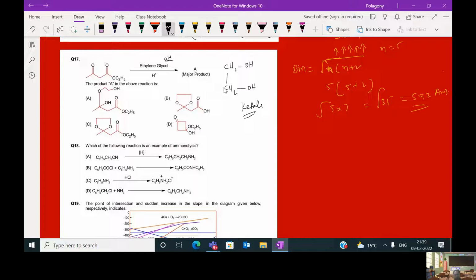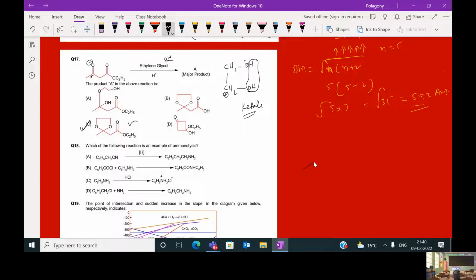So ketal formation is a nucleophilic addition. When the alcohol group approaches, here is the electrophilic carbon and here is the negative charge. One OH will be added, and a water molecule is eliminated. The negative part is added to the carbon and the positive part is added to the oxygen. Then we get cyclic formation here. So the C option is right in this question.